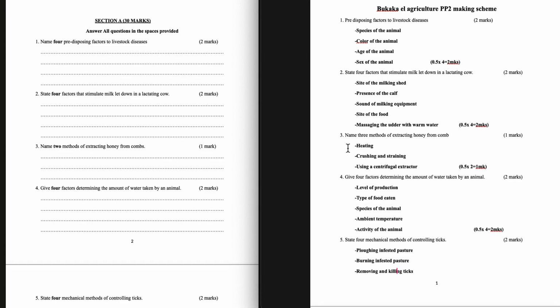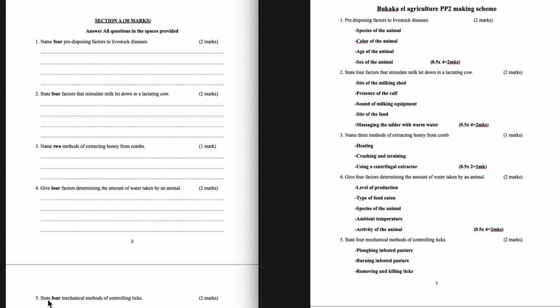Heating, crushing and straining, using a centrifugal extraction. Question 4. State 4 factors determining the amount of water taken by an animal. Level of production, type of food eaten, species of the animal, ambient temperature, activity of the animal.